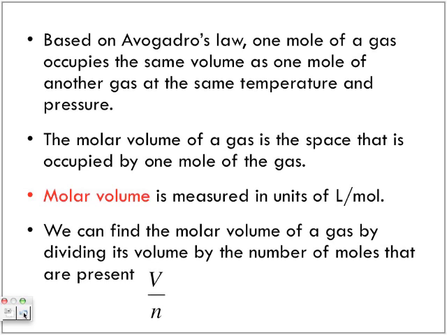Now, we can find the molar volume of a gas by dividing its volume by the number of moles that are actually present. So notice here, V over n, very similar to the Avogadro law, where we had n over V. But it depends on what we're trying to find. If we're trying to find molar volume, it's volume over n, but don't mistake it with the Avogadro law, which is n over V. And that's really if we're trying to find an initial state and a final state.